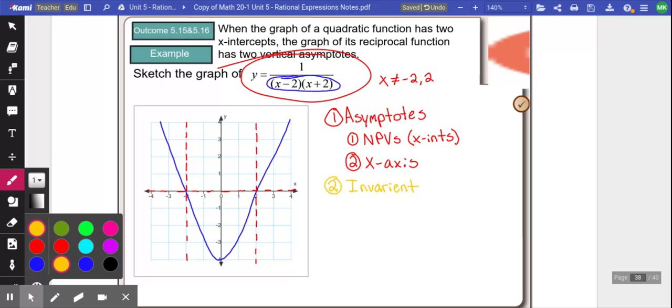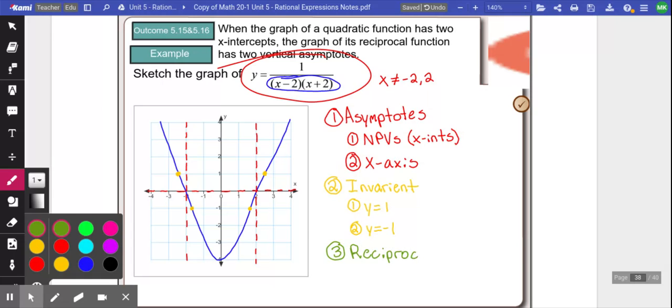So invariant points always happen in 2 spots. They happen at y equals 1. So on this blue graph, y equals 1 would be right here and right here. The second spot that it happens is at y equals -1, which in this case would be here and here. Awesome. The third step is to now reciprocate.